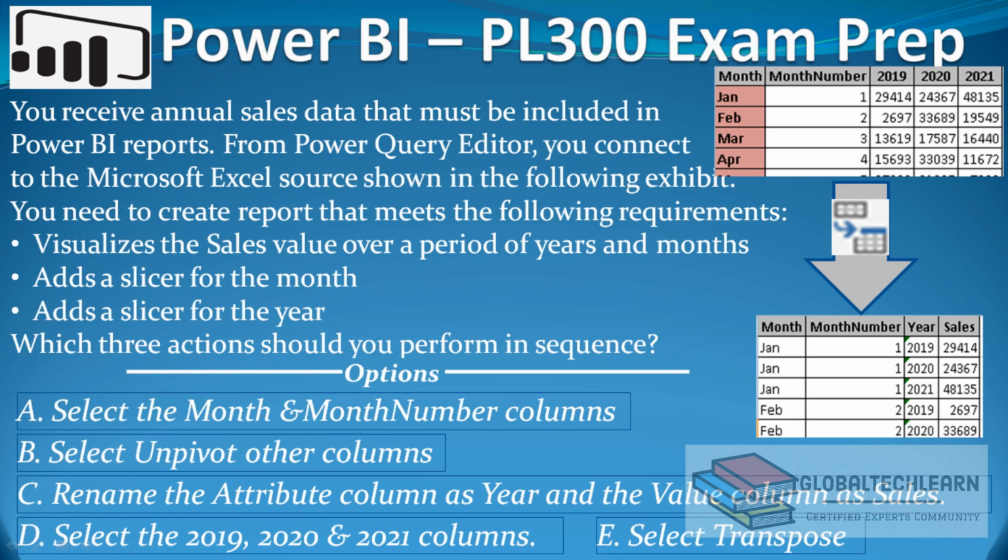Now let's go back to the question and understand the requirements we have to achieve from this data. There are three requirements. The first requirement is to visualize the sales value over a period of years and months. Once we normalize, or unpivot, the data, we will have the year and month columns, so we can use these columns to visualize the data over a period. Similarly, we can use those columns in plotting slicers on the report. Now let's go to Power BI and see how we can unpivot this data.